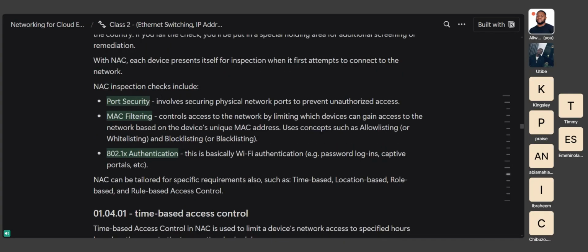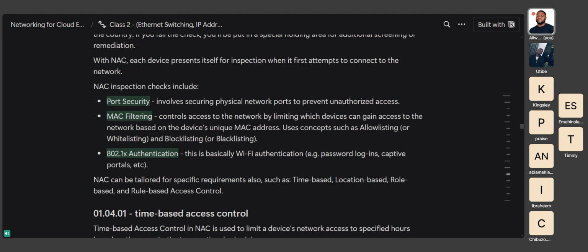So with NAC, each device presents itself for inspection when it first attempts to connect to the network. Think of NAC like when you're trying to log into something, for instance, when you're trying to log into AWS, and then you have to put in your password. That's a network access control. So NAC inspection checks include port security, MAC filtering, 802.1x authentication, or Wi-Fi authentication.